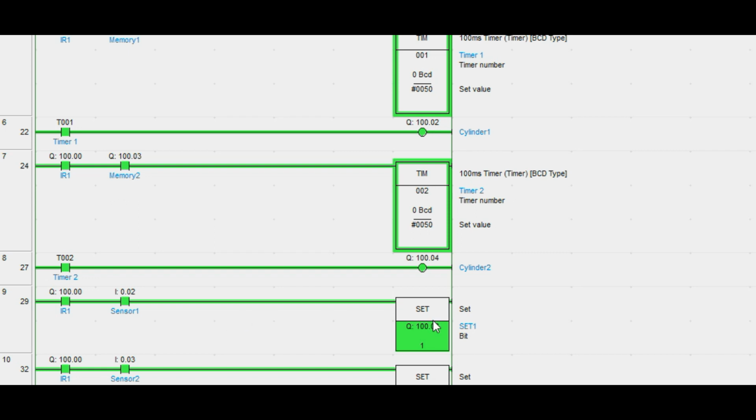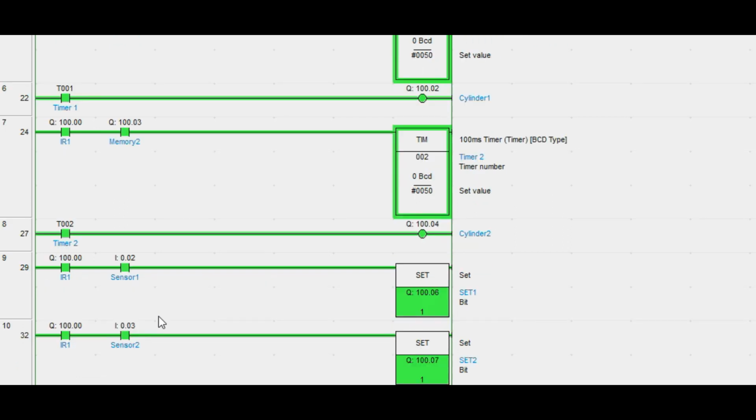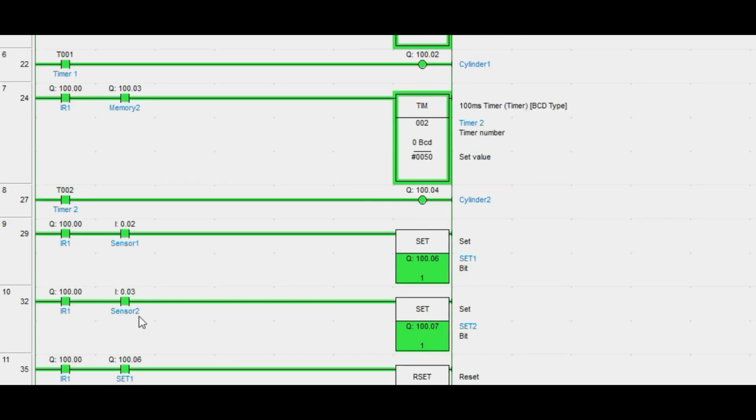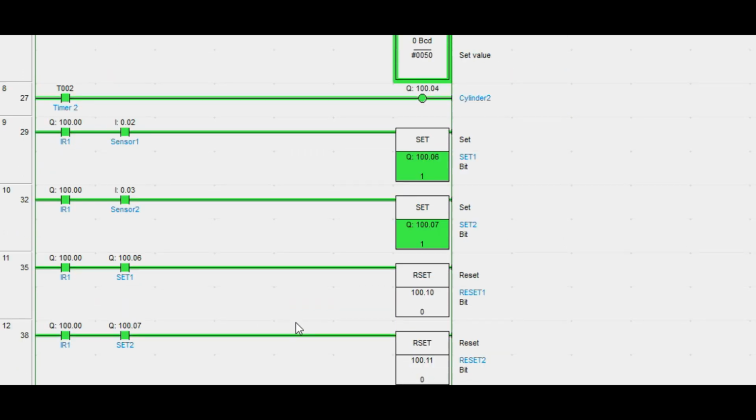At the set 1 signal, the activate sensor 1 is set to a high state and remains there until it is reset by a signal at the reset output. Meanwhile, at set 2, the activate sensor 2 is triggered to a high state and remains there until reset by a signal at the reset output.